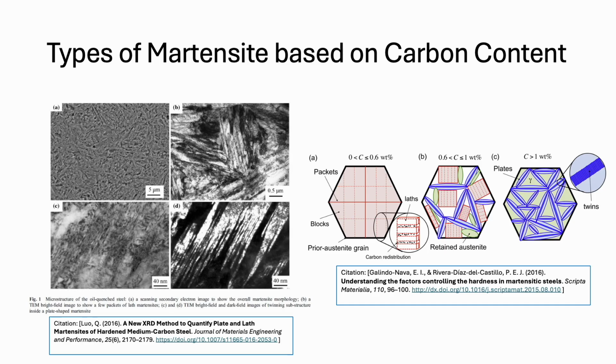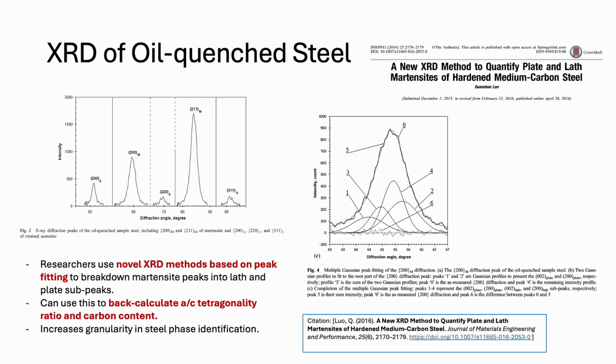And so in that case, being able to quantify how much of each phase you have can be critical for your application. Just to show here on the left, you can see in figure A the microstructure of an oil quenched steel. And then you can see in image B a few packets of lath martensite. And on the two bottom images, C and D, you'll see the plate morphology of martensite.